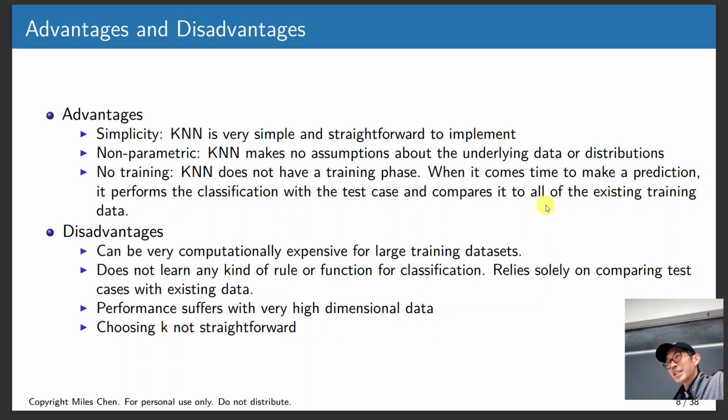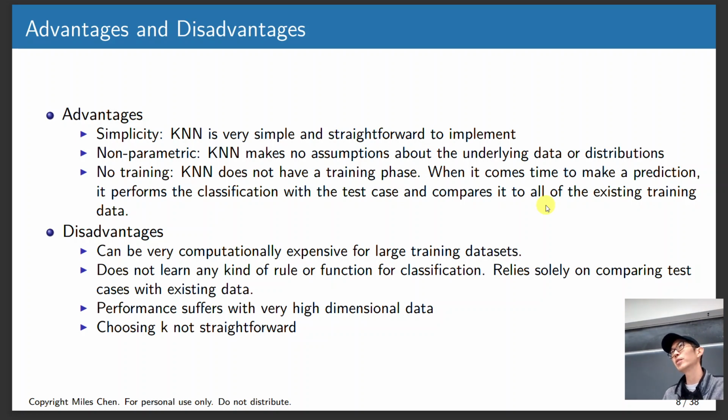So, you might find that there are some parts that are annoying, but as far as implementing KNN, it's relatively straightforward. It's non-parametric. There are no assumptions about the underlying data or the distributions. We're not assuming things are normally distributed or anything. We just measure distances, okay? And then there's no training, which is both an advantage and a disadvantage. Okay, there's no training phase.